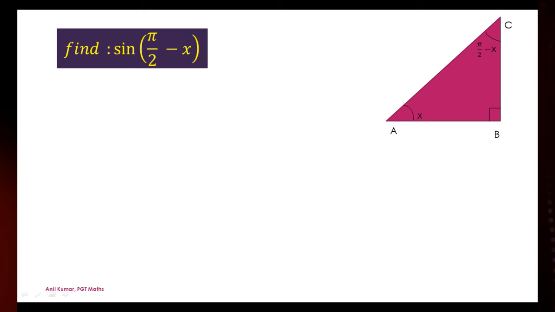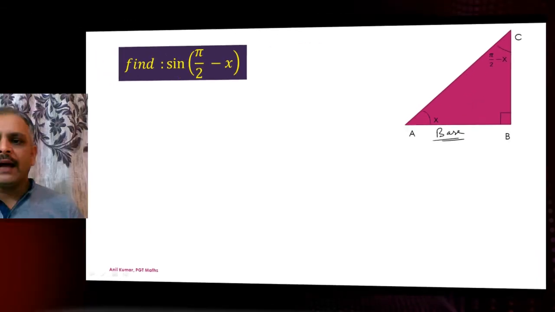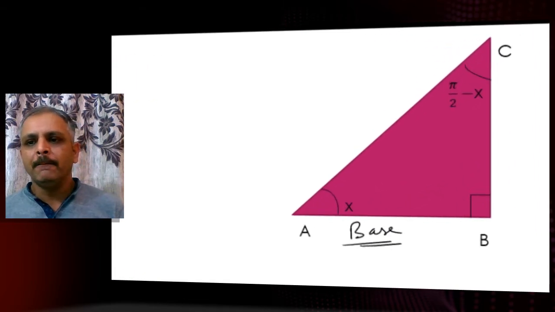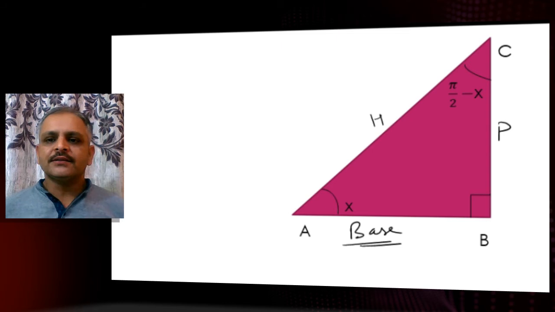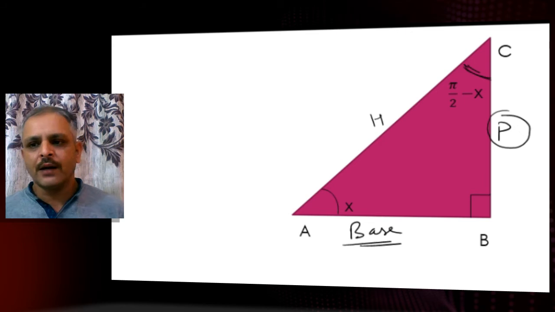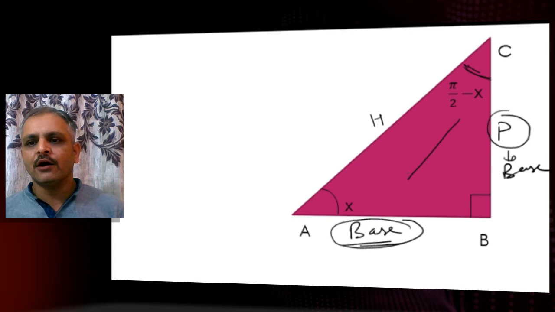So dear children, when we discuss about these trigonometric functions, this is my angle x, then AB will be the base of this triangle. And the side opposite to the angle will become my perpendicular. And this will be hypo. So base is as per the angle. And in case I change the angle from x to pi by 2 minus x, this perpendicular will turn out to be my new base. And base will become my perpendicular. Now this side will become opposite to the angle, so it will become perpendicular.